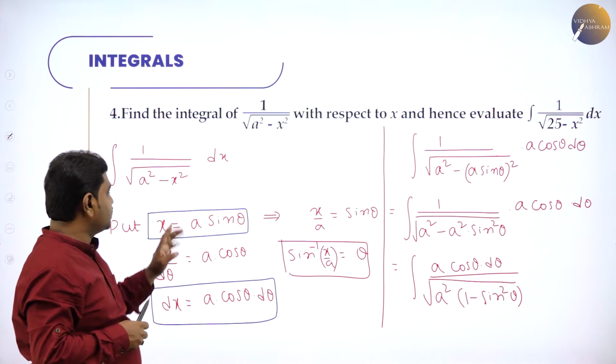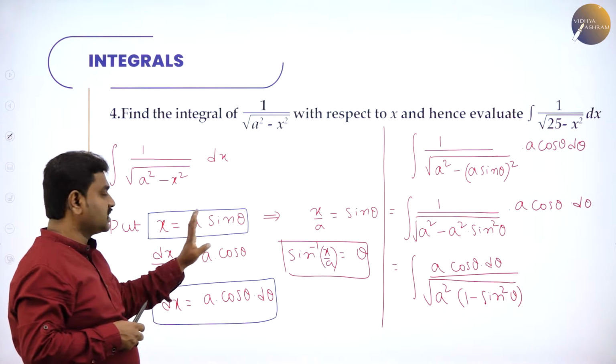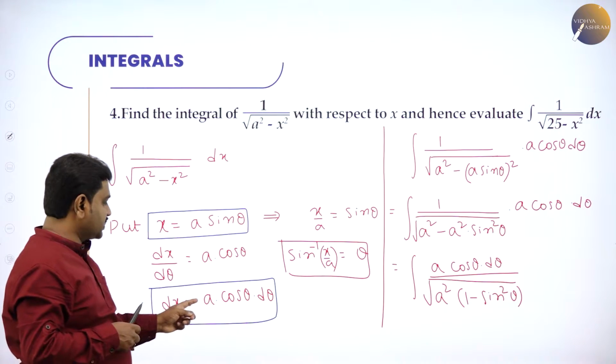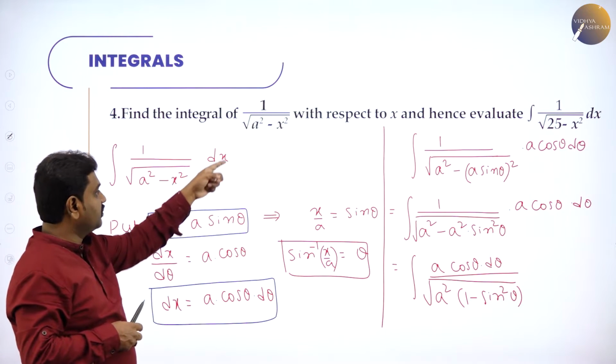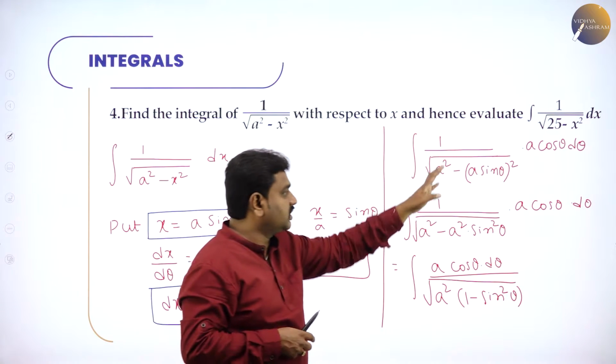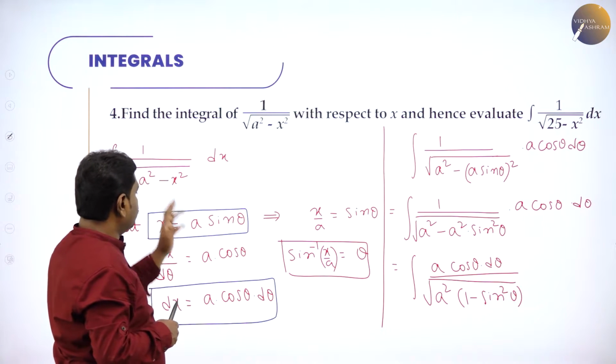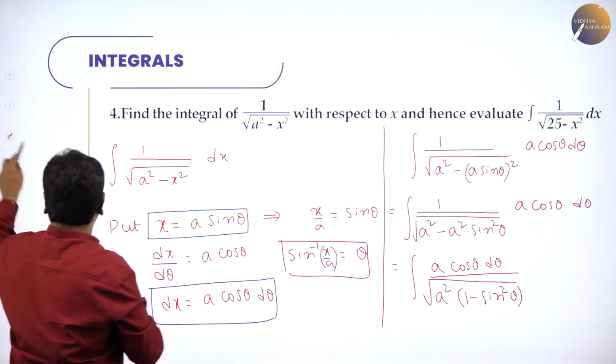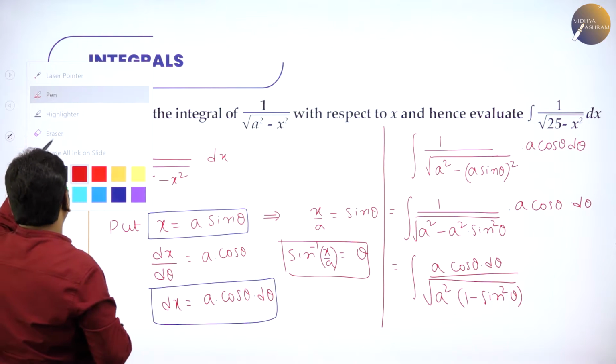Because of a square minus x square, put x as a sin theta, differentiate, you will get dx as a cos theta d theta. In the place of dx, put a cos theta d theta. In the place of x, put what? A sin theta. So these are the important things you should know.